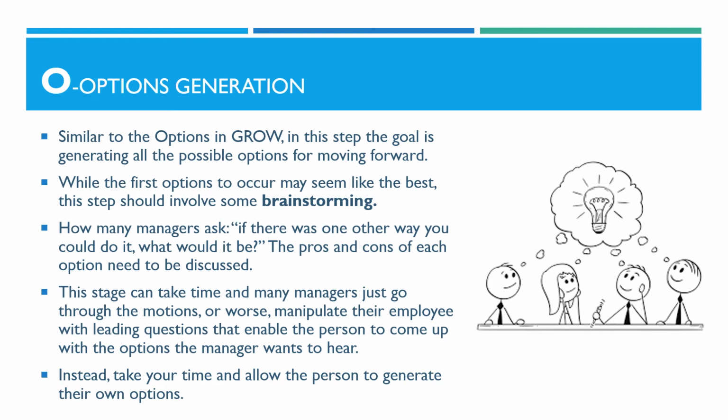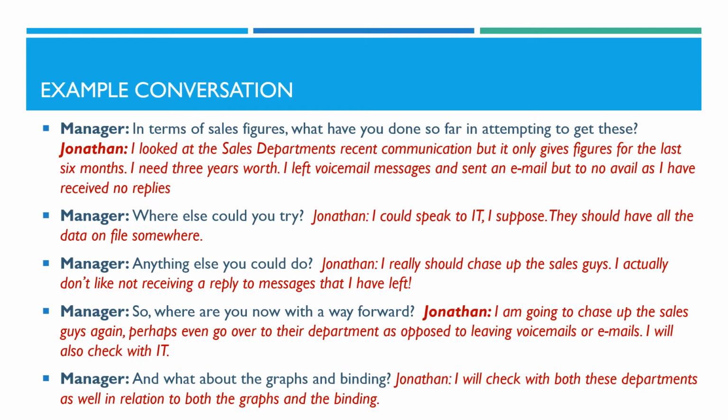Let's look at an example of how this can be done. In this example conversation, the manager continues to coach Jonathan by asking questions about where he might find the information, rather than just telling him where to get all these figures, etc. She asks the following questions. In terms of sales figures, what have you done so far in attempting to get these? Where else could you try? Anything else you could do? So, where are you now with the way forward? And the graphs and binding.